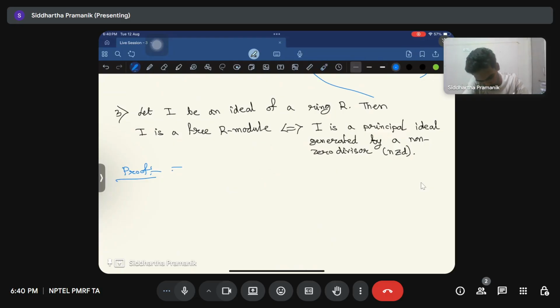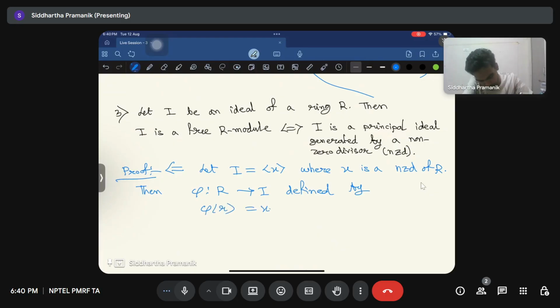So let's prove this first. So let I be a principal ideal generated by X, where X is a non-zero divisor of R. So we need to prove I is a free R module, right? So if we can prove that it is isomorphic to a free R module, then we are done. So then phi from R to I defined by the multiplication map. Let's say phi of r is equal to just x times r.